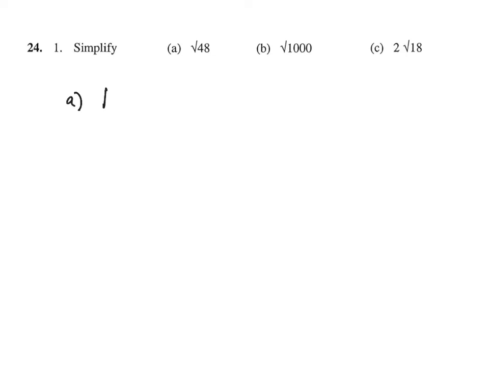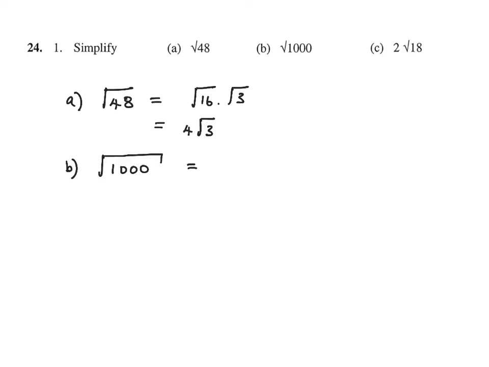Square root of 48, looking for the biggest square number factor, which is 16. 16 times 3 gives us 48, and the square root of 16 is 4, so the final answer is 4 root 3. Square root of 1000, the biggest square number factor of 1000 is 100. So 100 times 10, and the square root of 100 is 10, so it's 10 root 10.